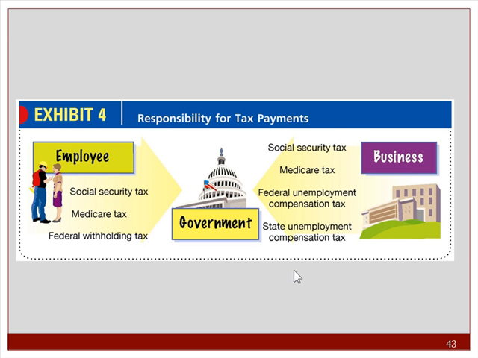So here's the responsibility for tax payments. The employee is responsible for Social Security and Medicare and federal and state. The government is in the middle, and then the business is responsible for the matching Social Security and Medicare, the federal unemployment, and the state unemployment. They are also responsible for submitting everything they withhold from the employee's check to the government, being the federal and the state.